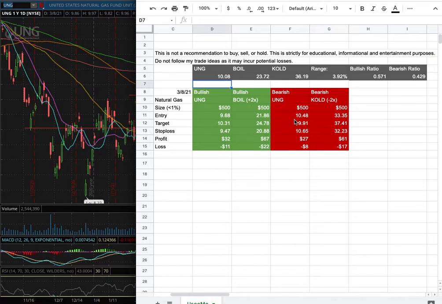However, if I were to open a short position, my entry is at $10.48. My sell target is at $9.91, and my stop loss is at $10.65. So whichever entry price were to hit first, that'll be my position of the week.